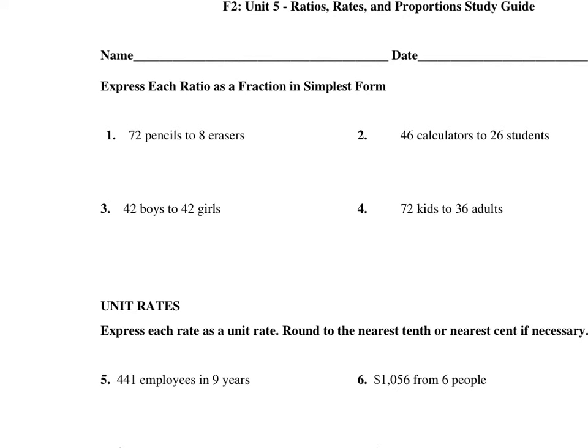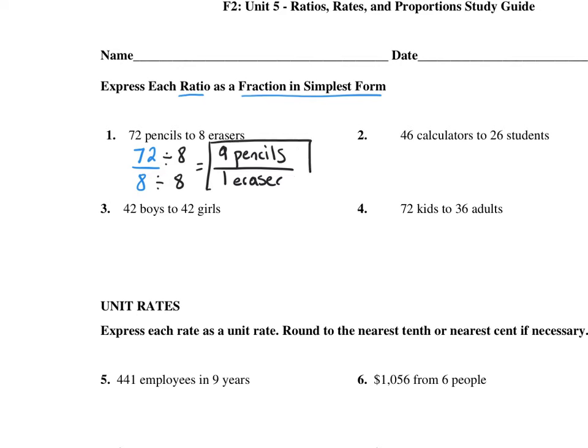Let's go ahead and review our study guide. Here we had to write each ratio as a fraction in simplest form. So we should have written 72/8 and then simplified both the top and the bottom. And we can divide them each by 8 and we get 9 pencils to 1 eraser. Okay, so make sure you've added labels to your answers.